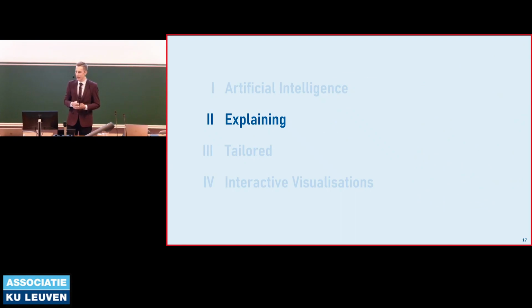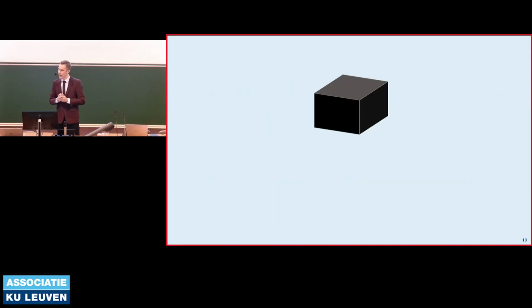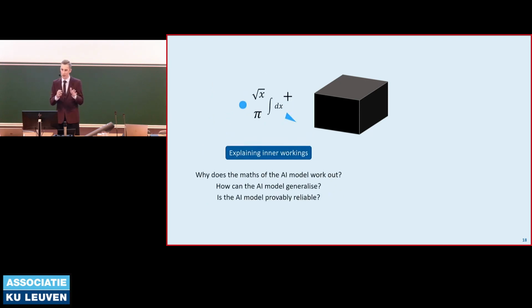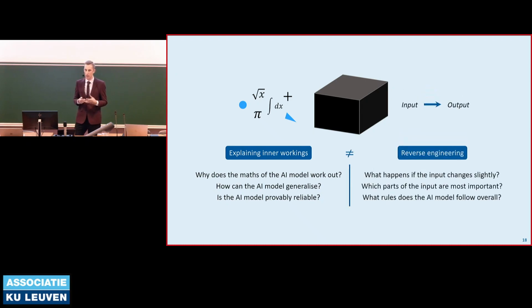So this is a bit meta here, but many people, when I talk about explaining, expect, and especially computer scientists, because I talk a lot to computer scientists, they expect that I'm talking about explaining the inner workings of these models. And so this is mathematics, right? And then they are looking for these very important answers to the questions of why does the mathematics actually work out for these models? Or how can these models generalize what they are learning? Or can we prove that they are reliable? But this is not what I will be talking about in this talk. What I will be talking about is so-called reverse engineering. It's a bit of a hard word, but actually it just means that I'm not really looking into the mathematics.